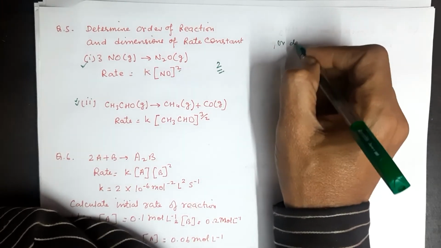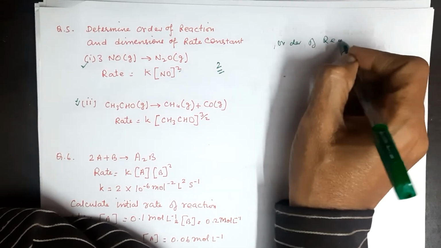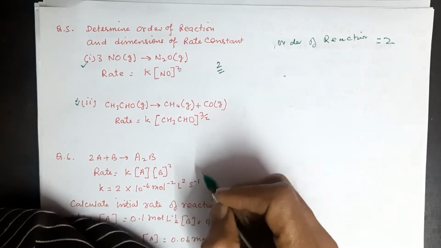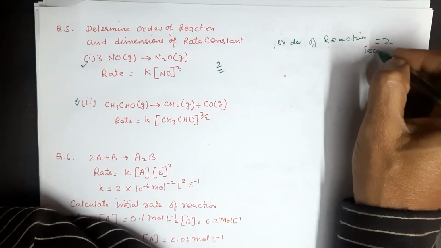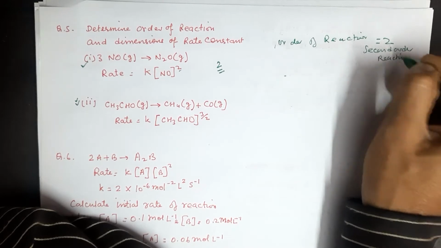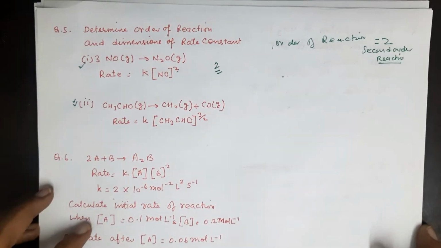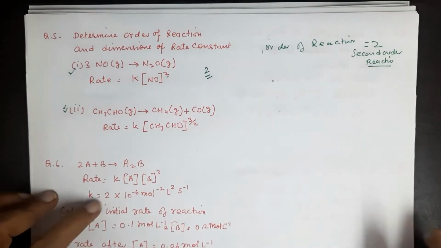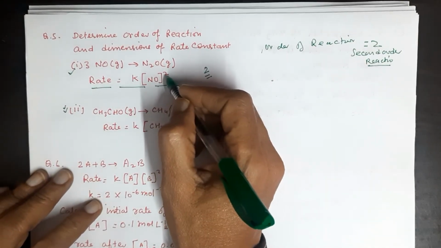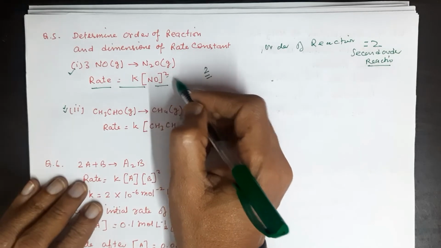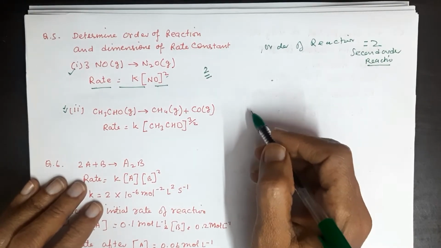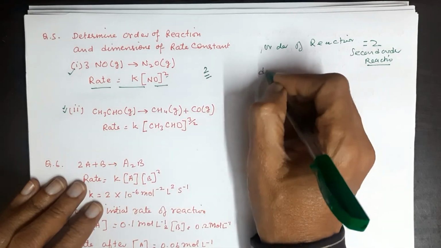Order of reaction is equal to 2. This is a second order reaction, because in the rate law, the sum of the powers of the concentration of reactants is the order of reaction. So it is 2. Now we have to calculate the dimension.